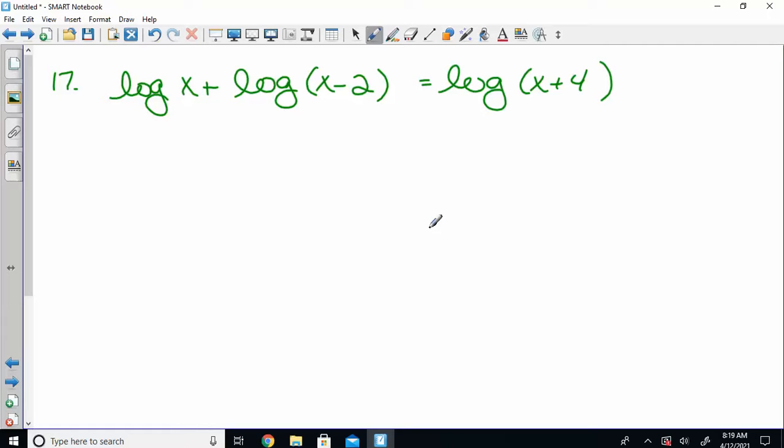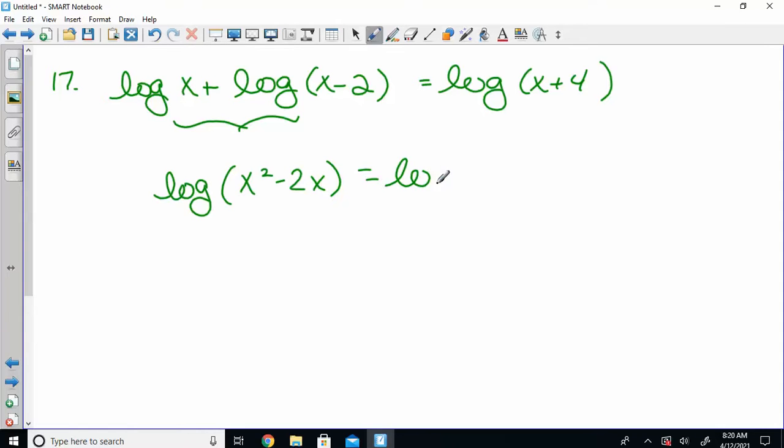Okay, can I go through and just drop off all of my logs from the beginning? No. That property, just like when we solved exponentials with common base, you had to have one base on each side. In order to just drop the logs, we need one log on each side. So first, I need to combine these. Since they're added, we put them together with multiplication. So you have to distribute that x, so that's x squared minus 2x. Now we have one log on each side, so now we can drop the log.